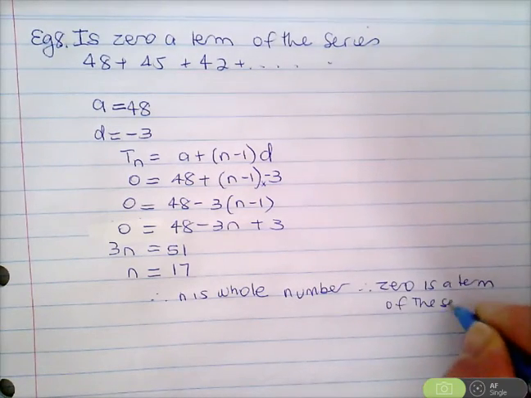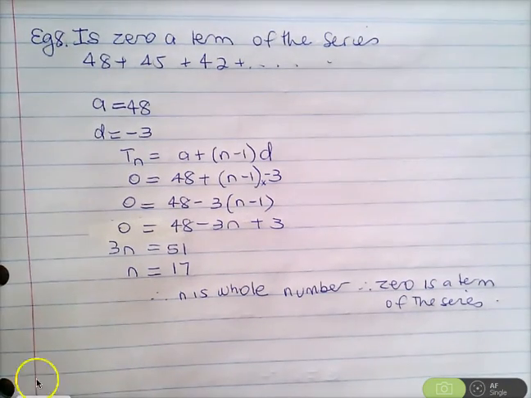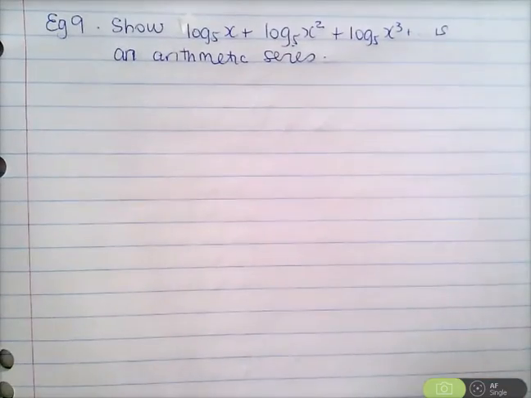But if you got that n was not a whole number, then 0 would not have been a term of the series, okay? That was the last example, but I'm just doing another one or two.